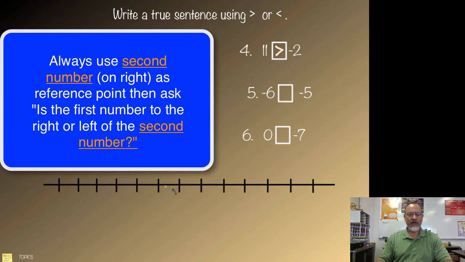Well, if I'm at 0, -6 would be over here, and -5 might be right here. So is -6 to the left or to the right of -5? It's to the left, therefore it's the smaller of the two. And finally, if we're looking at 0, let's call this 0, -7 would be somewhere down here. Is 0 greater than or less than -7? So if I'm at -7, 0 is to the right, therefore 0 is the bigger, -7 is the smaller, so 0 is greater than -7.